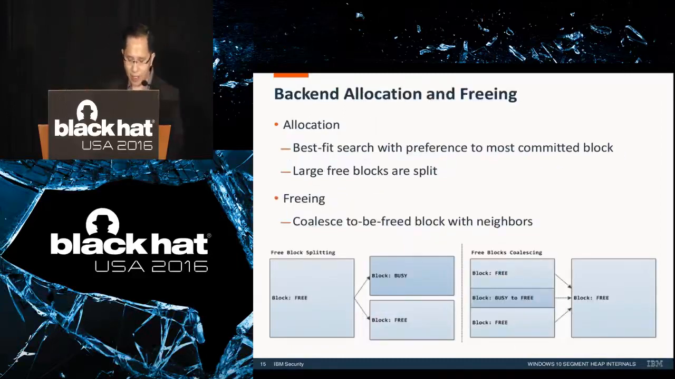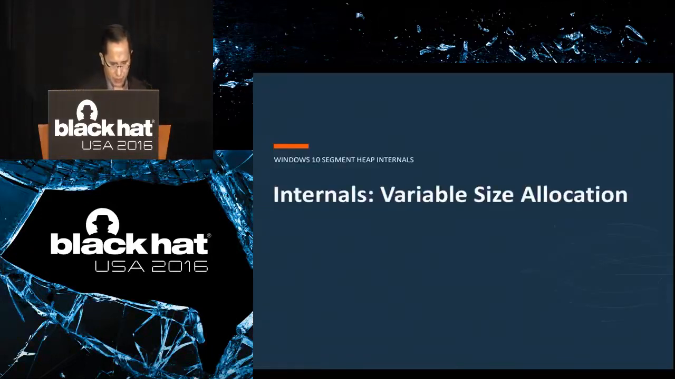So for allocation, as I mentioned, best fit search is done with the most committed block given preference. If a large block is selected, the large block is split. And for freeing, the to be freed block is coalesced with neighboring free blocks to reduce fragmentation. So that's the backend, and now the second component, the variable size allocation.